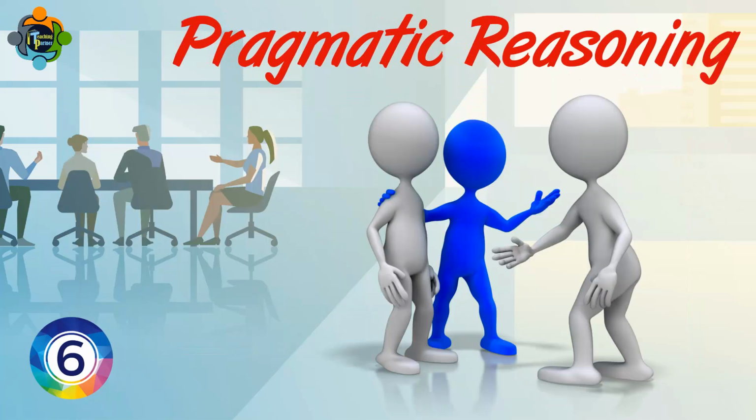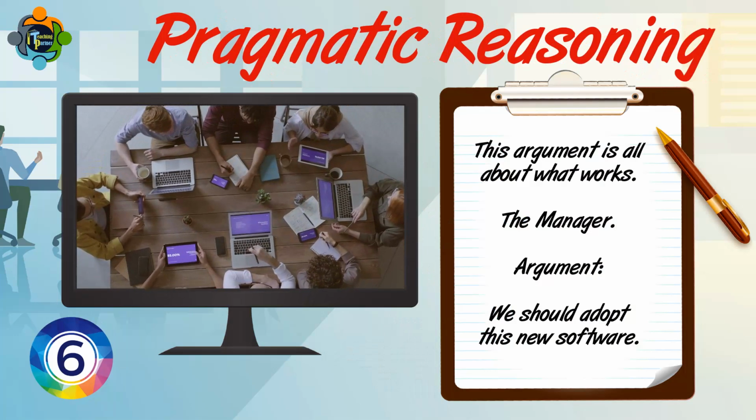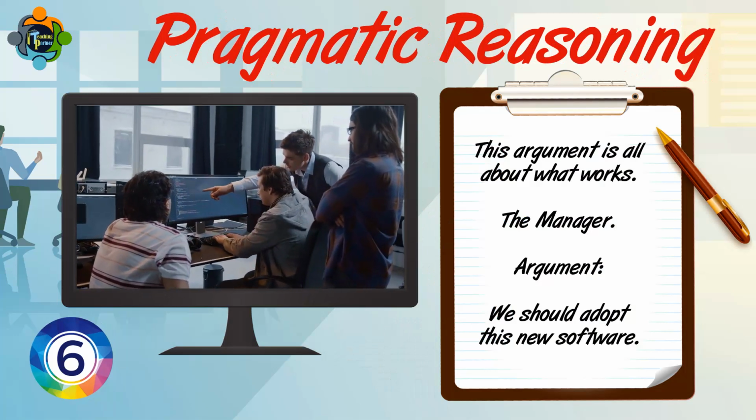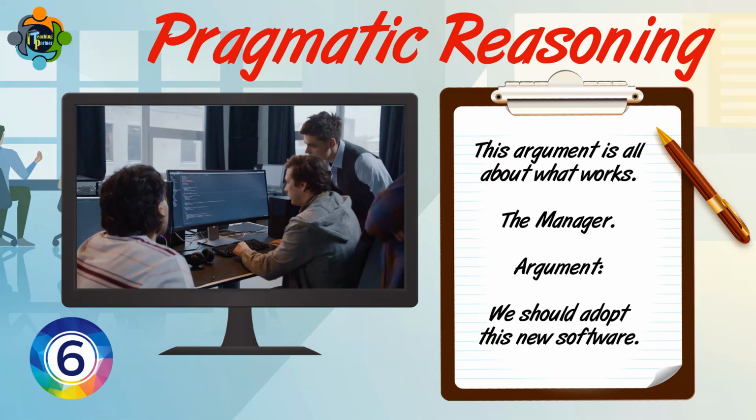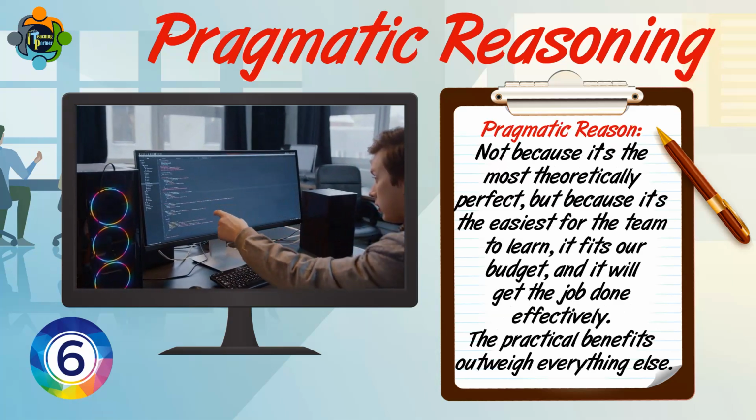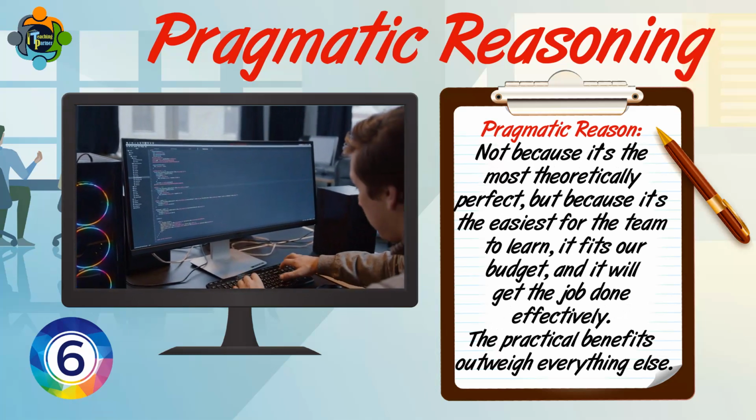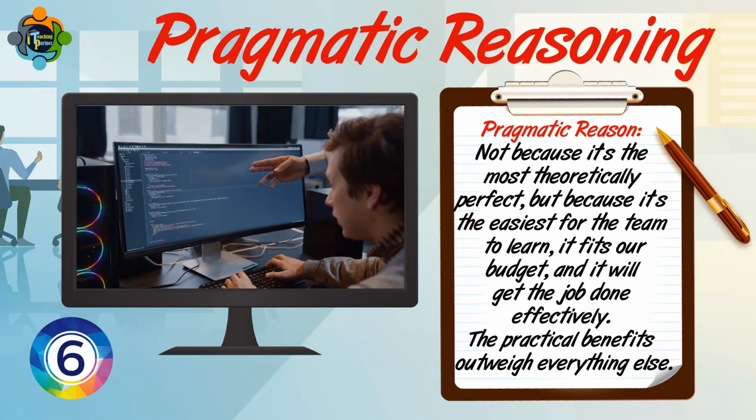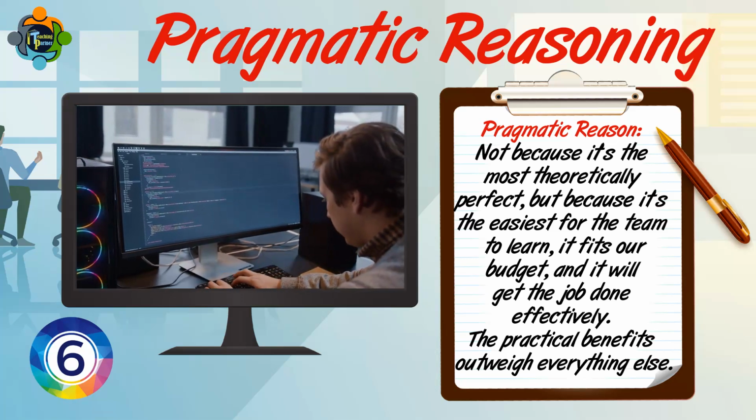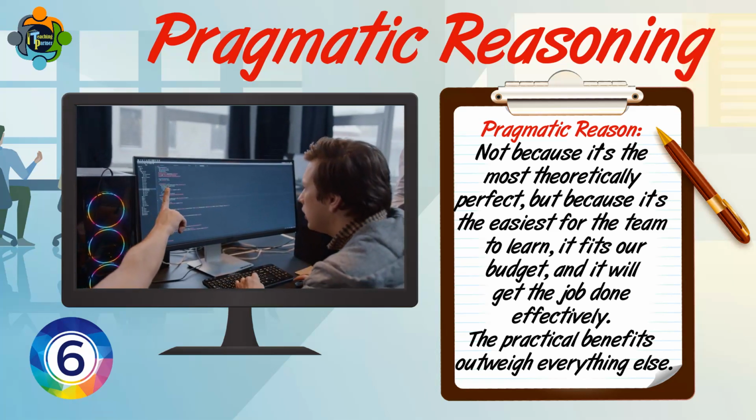And finally, the 6th one, pragmatic reasoning, the practical choice. This argument is all about what works. For example, the manager. The argument is, we should adopt this new software. Pragmatic reason: not because it's the most theoretically perfect, but because it's the easiest for the team to learn. It fits our budget and it will get the job done effectively. These practical benefits outweigh everything else.